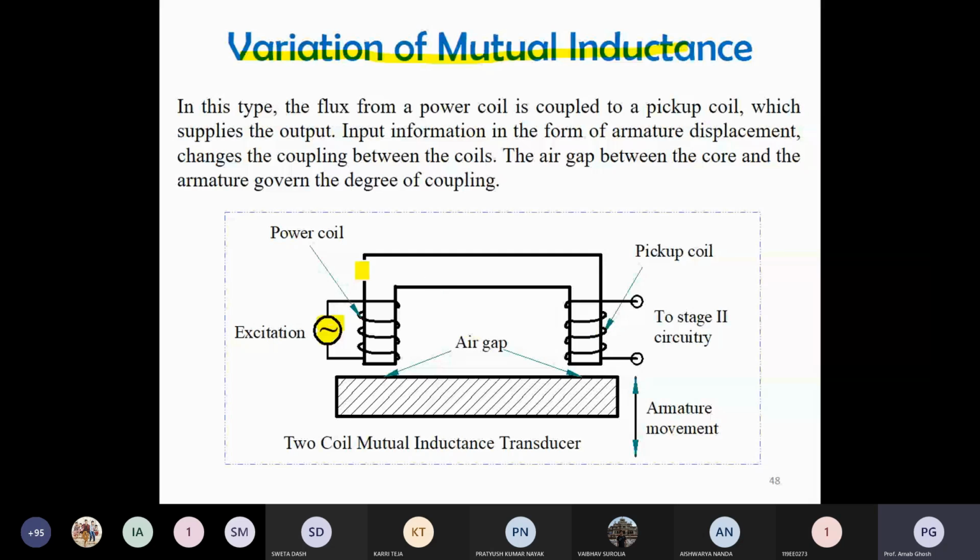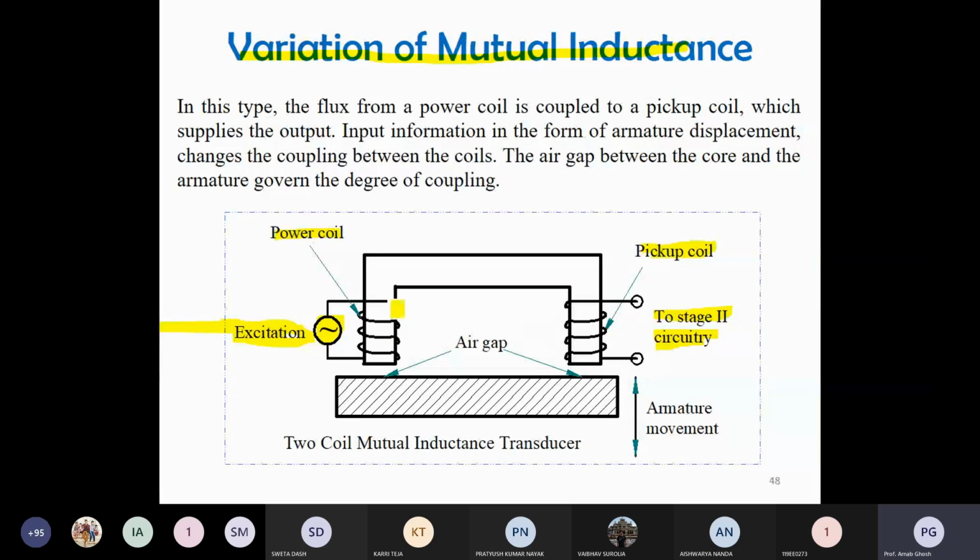Okay, so here you can see two coils are there. One is called the power coil. Why is it called the power coil? The exciter is connected, meaning an additional voltage source is connected over here, so that's why it is called the power coil. And another coil is there, that is called the pickup coil.